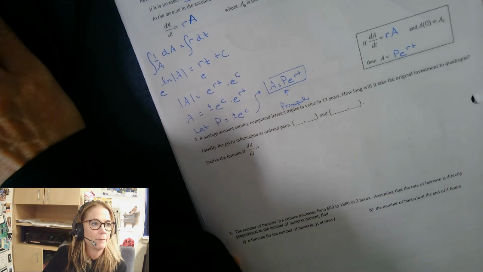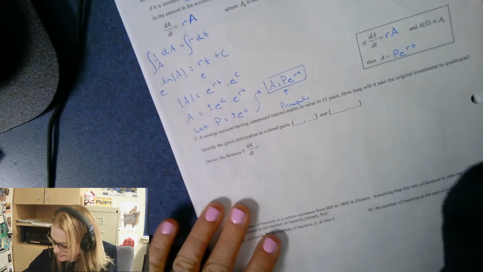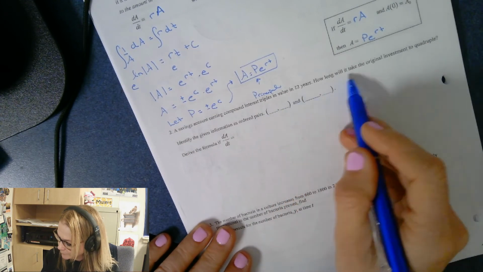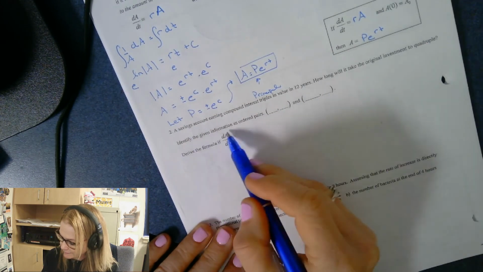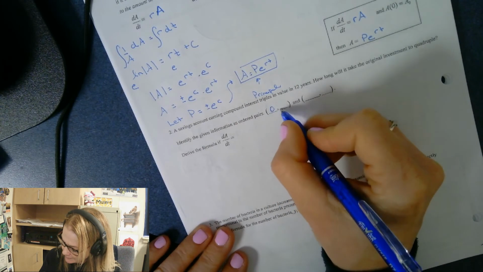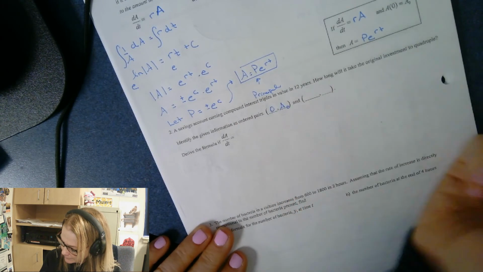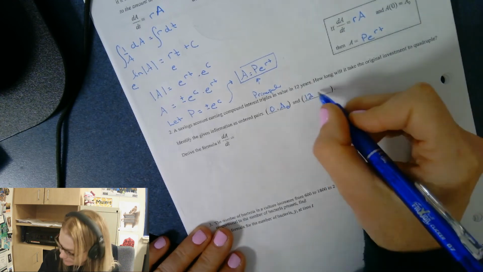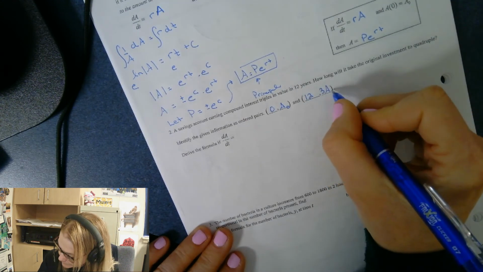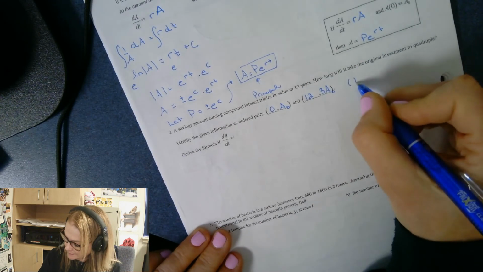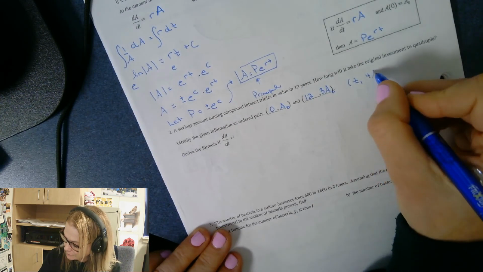Okay, let's do another one. This one reads: a savings account earning compound interest triples in value over 12 years. How long will it take the original investment to quadruple? Identify the given information in ordered pairs. So at time 0 we have an initial amount, and at time 12 we have a tripling. So how long will it take to get 4 times as much?